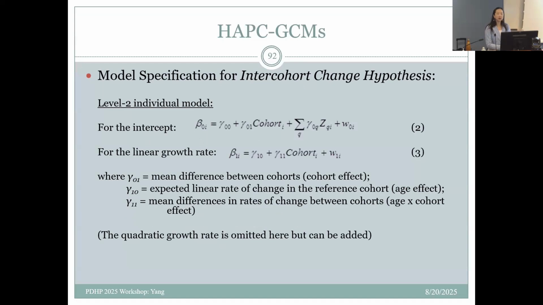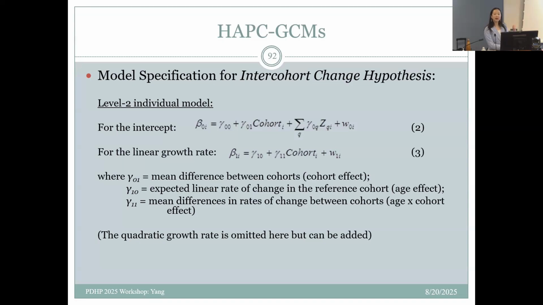The level 2 individual-level model will take the intercept and linear growth rate to be the outcomes and model them as functions of cohort. So for equation 2, we add cohort to the intercept. Z is a vector of other individual-level covariates that you hypothesize to be related to the outcome. And for the linear growth rate, you could do the same. Here is a reduced model, since I'm interested in cohort variation in the rate of change.